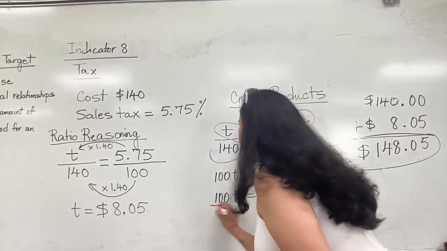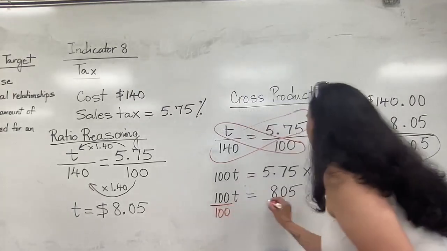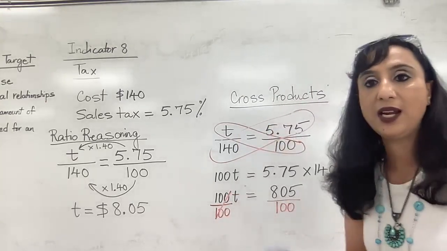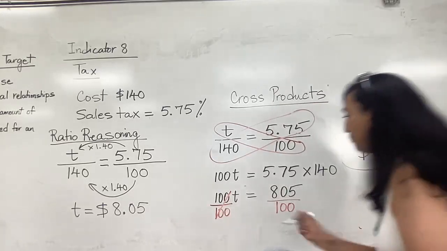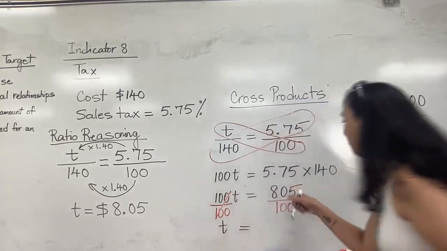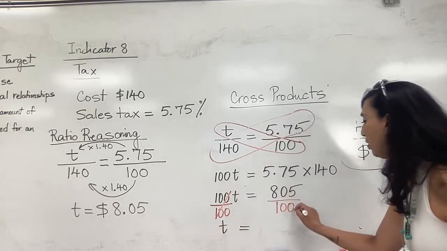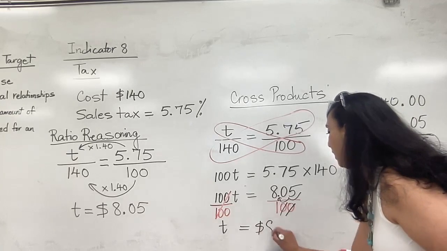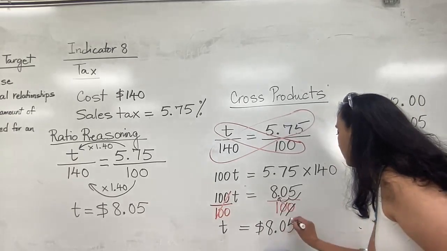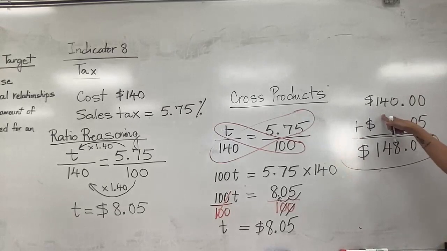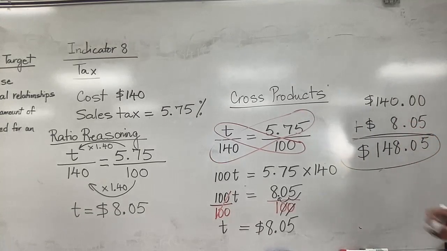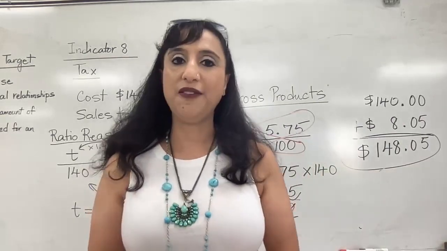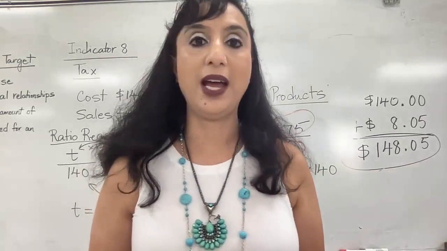I'm going to divide both sides by 100, just like this. And 100 divided by 100 gives me 1. 1 times t gives me t. All right. And then if I'm dividing 805 by 100, look, 1, 2, 1, 2. So what is my tax? Again, $8.05, which I am adding on to the 140 to get $148.05.